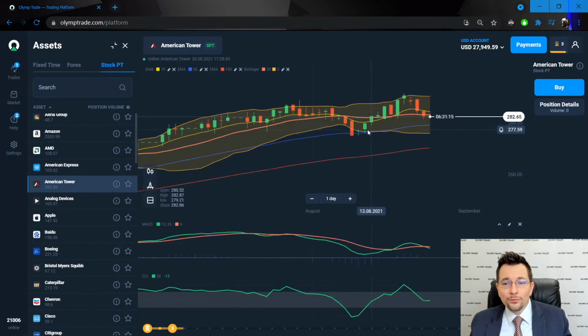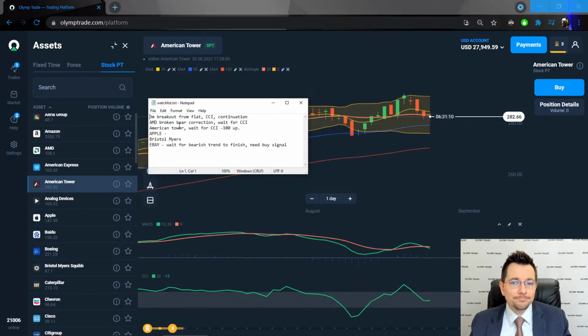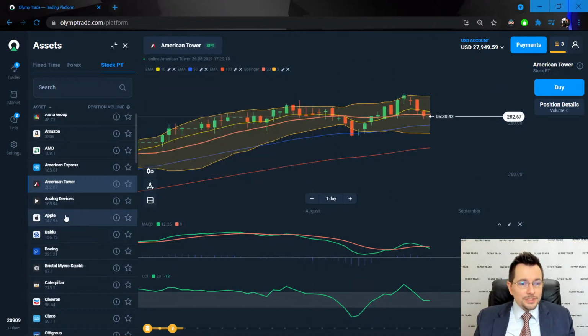All right, American Tower would have been a good buy, and we saw that as a good buy, and I left it. CCI minus 100 up right here. I missed it. Guys, look what we have written. Right there you can see American Tower, comma, wait for CCI minus 100 up. I'm highlighting that area on the graph where we have that written. And if we would have bought in that area, we would have made a solid earning, anywhere from 280 to 291. Oof. So unfortunately I missed that trade.